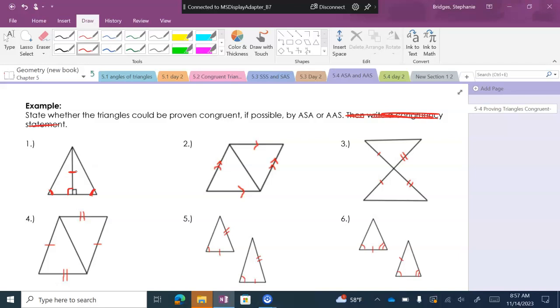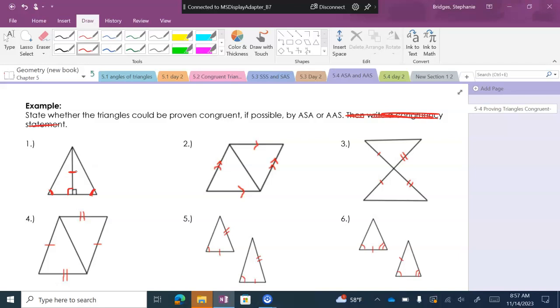So what do I have? How many pairs of angles do I have marked congruent? 2. And how many sides? 1. These are the only two that have two angles and one side. We just have to figure out where it is. Is my side that is congruent in between the two congruent angles?